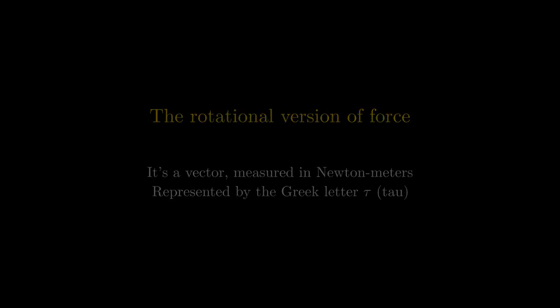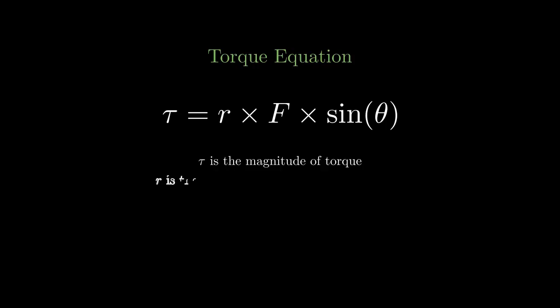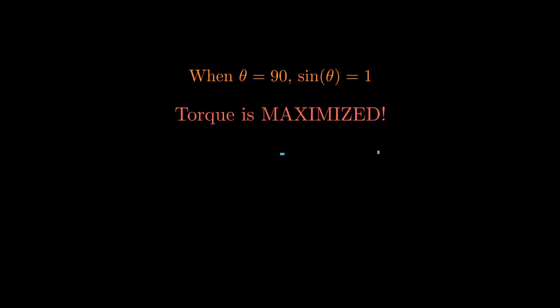Now refer to the equation below. Tau equals r times F times sine of theta. Tau is the magnitude of torque. R is the position vector, the distance from the axis of rotation to the point where the force is applied. F is the magnitude of the applied force, and theta is the angle between the position vector and the force vector. When theta equals 90 degrees, sine of theta is 1, and torque is maximized. That's why perpendicular forces are most effective at producing rotation.